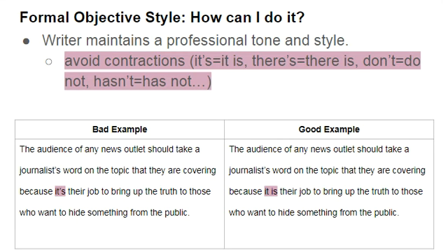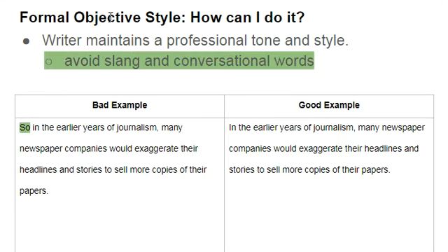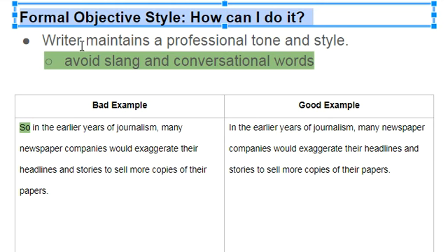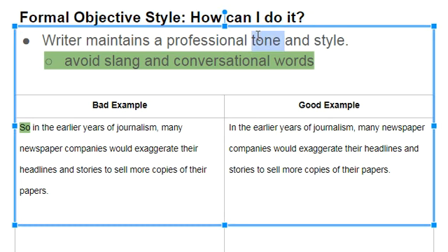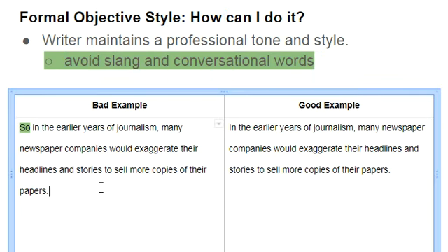Simple. The next way that we maintain a formal objective style through tone, professional tone, is to avoid slang and conversational words. Alright? This can look 100 different ways, okay, but here's just one example that I found in that same research essay that I just quoted in the previous example. So, in the earlier years of journalism, many newspaper companies would exaggerate their headlines and stories to sell more copies of their papers. This word right here, so, that sounds very conversational, okay?